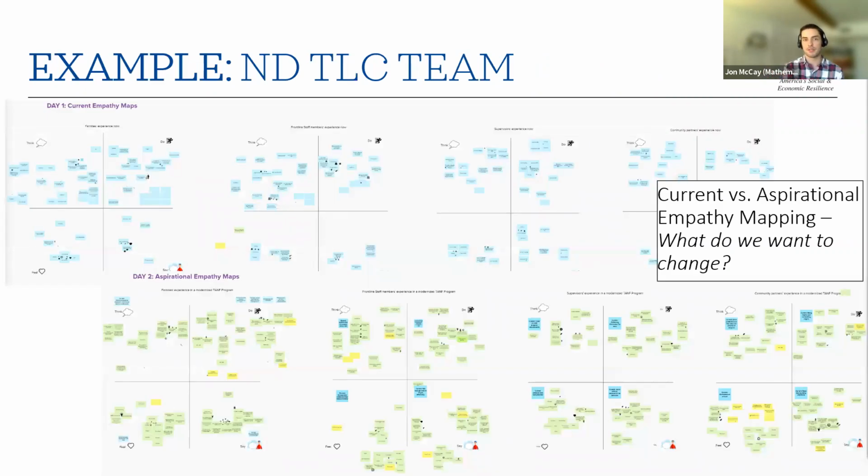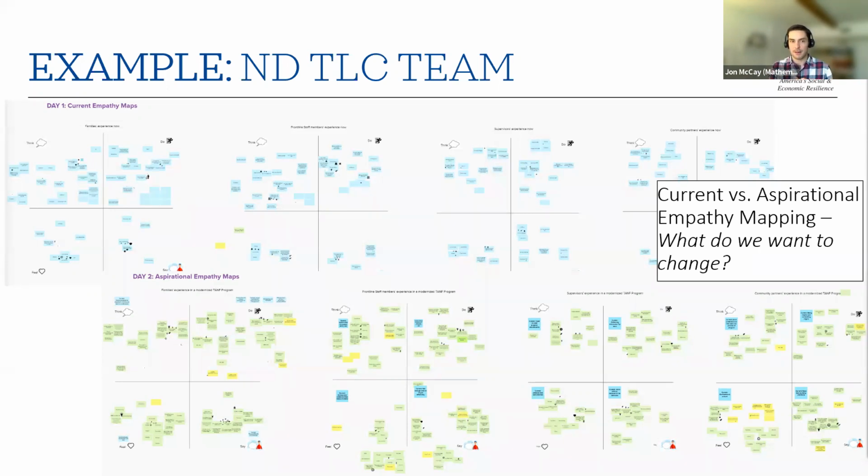A couple of quick examples. The North Dakota TLC team did some really neat work that they called current versus aspirational empathy mapping. So the team thought about, all right, we've got this vision of modernizing the North Dakota TANF program. What are families' experiences right now? And they thought about it in terms of what do families think, do, feel, and say. And they replicated that for frontline staff and supervisors and community partners.